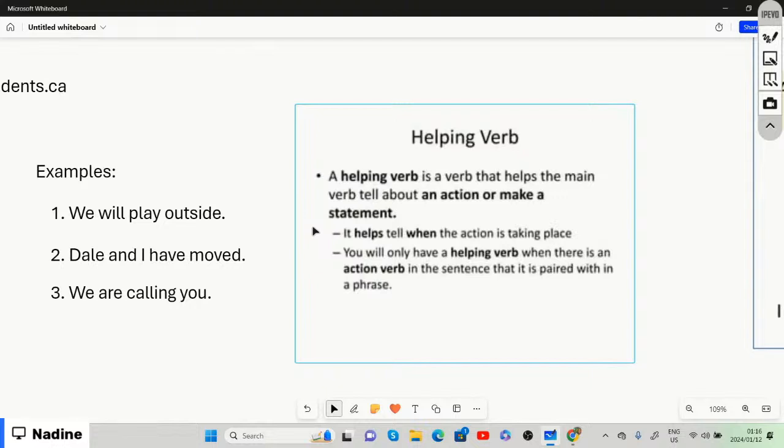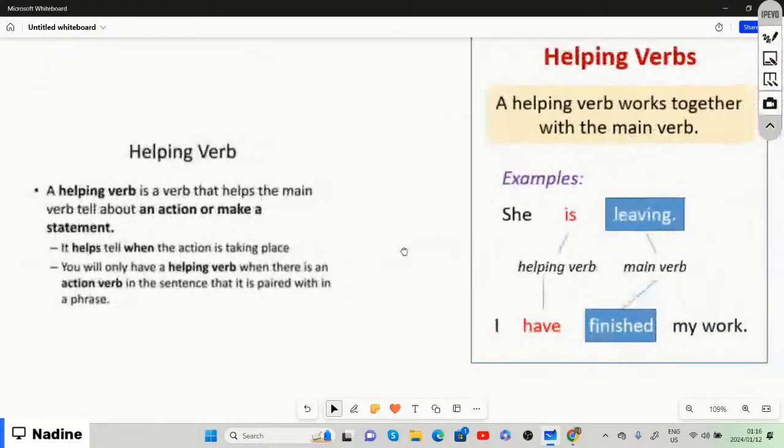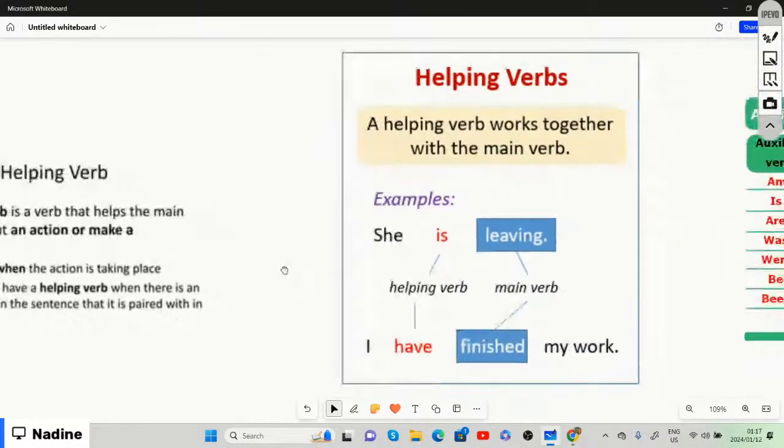And remember, you will only have a helping verb when there is an action verb within a sentence. So that is basically helping verbs. And when it comes to a helping verb, we said it works together with the main verb. A helping verb helps the main verb to show the action that is taking place.